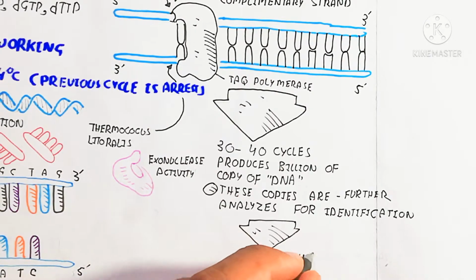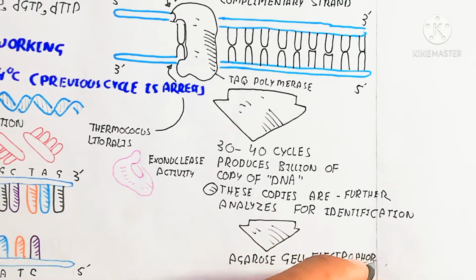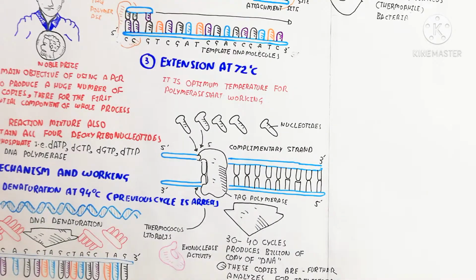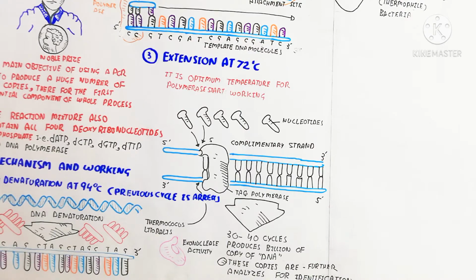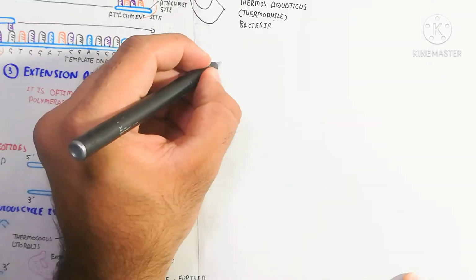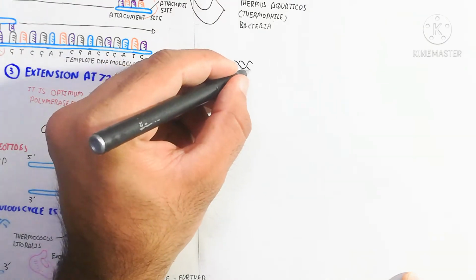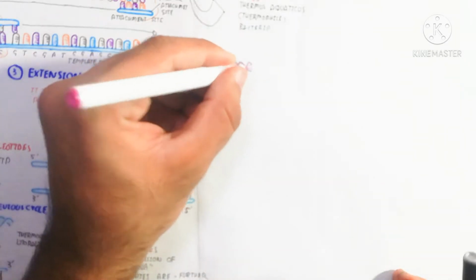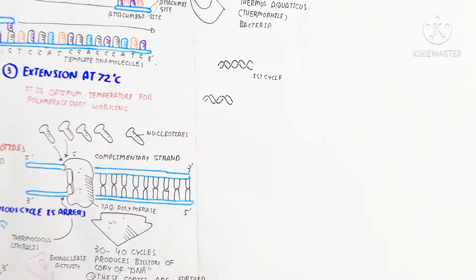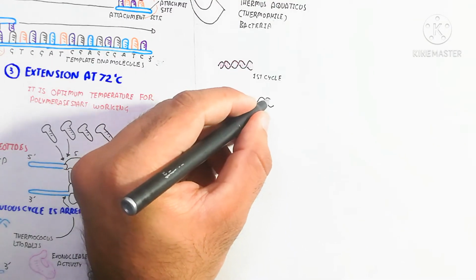These copies are further analyzed for identification by agarose gel electrophoresis. We will discuss agarose gel electrophoresis in the next video, but here we will not cover gel electrophoresis because it is another video. So let's talk about the polymerase chain reaction.